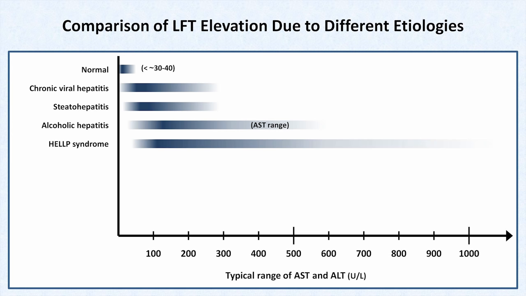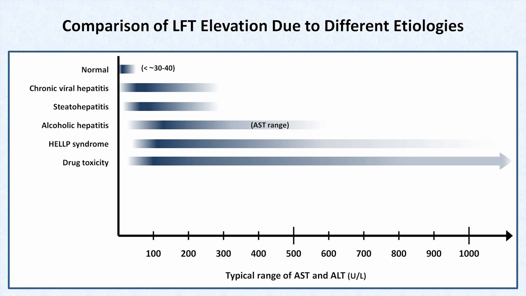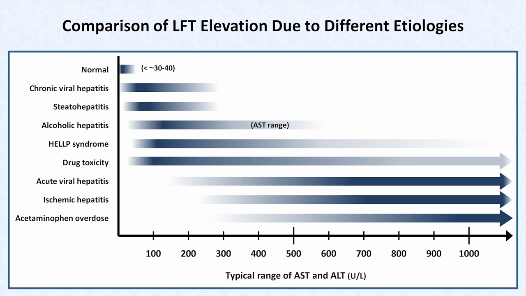Increases from drug toxicity, depending upon the exact situation, can be anything from barely noticeable to an AST and ALT in the thousands. And then acute viral hepatitis, ischemic hepatitis, known colloquially as shock liver, and acetaminophen overdose, all can result in transaminases ranging from the mid-hundreds to the many thousands.